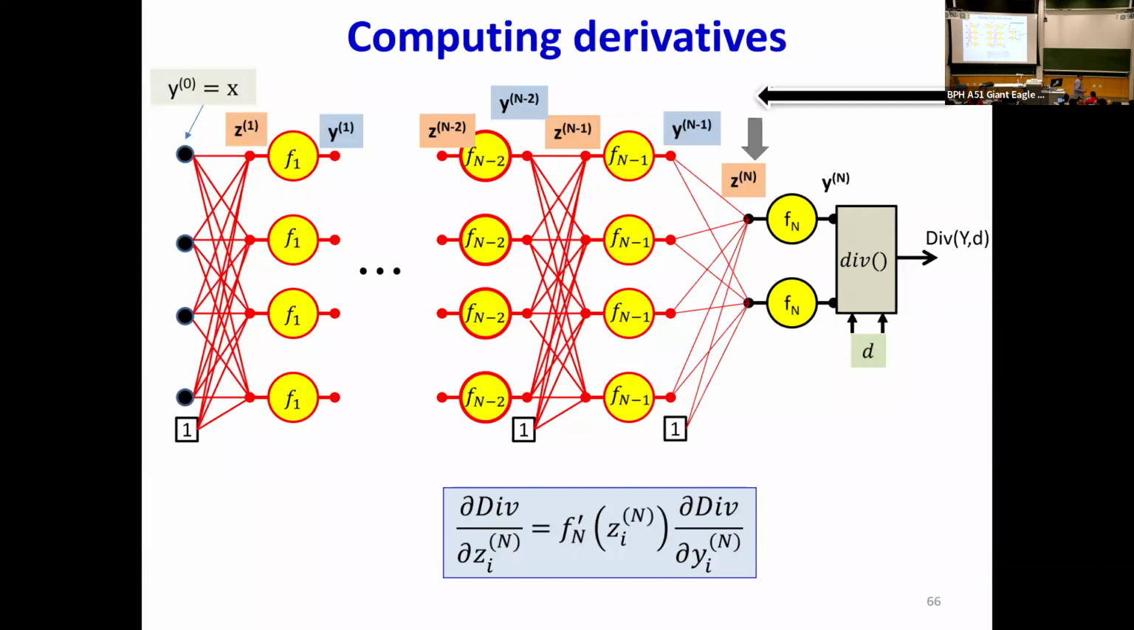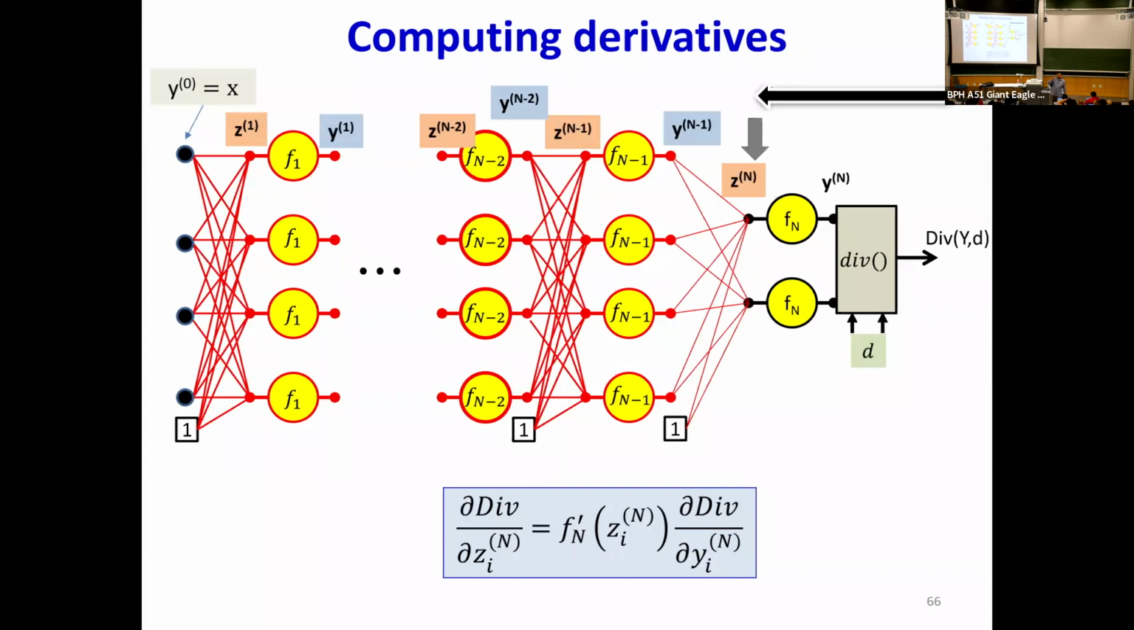The next thing, what was the next thing we computed? Going back. So, but that's already there. We've already got the derivative of the divergence with respect to the affine value Z, right?